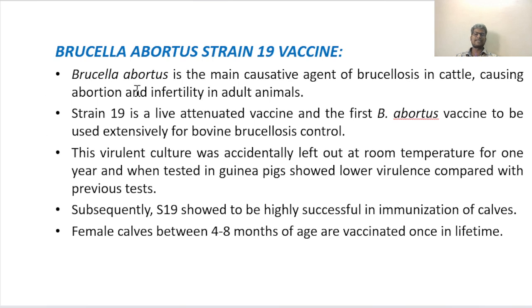Brucella abortus strain 19 vaccine. Brucella abortus is the main causative agent of brucellosis in cattle, causing abortion and infertility in adult animals. It is a live attenuated vaccine and the first vaccine to be used extensively for bovine brucellosis control. This virulent culture was accidentally left out at room temperature for 1 year and, when tested in guinea pigs, showed lower virulence compared with previous tests. Subsequently, this strain proved to be highly successful in immunization of calves. Female calves between 4 to 8 months of age are vaccinated once in a lifetime.